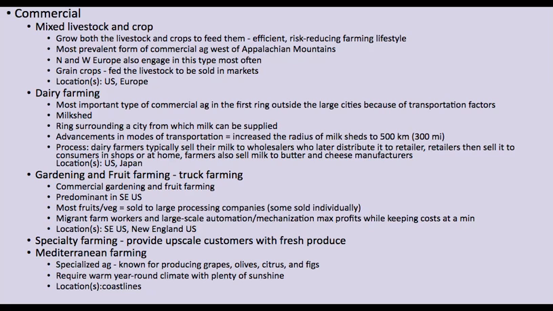Gardening and fruit farming, or truck farming. This type of approach here is predominant in really sunny, nice climate areas like the Southeast United States. Again, most fruit and veg is sold to large processing companies. Again, you oftentimes are going to see migrant farm workers, and large-scale automation and mechanization are going to happen in this style of farming because, again, you've got to get the product to the consumer as soon as possible, especially with fruit and veg, because most consumers in the developed world don't like things that look gross, even if they're perfectly fine. So just seeing that kind of process overall.